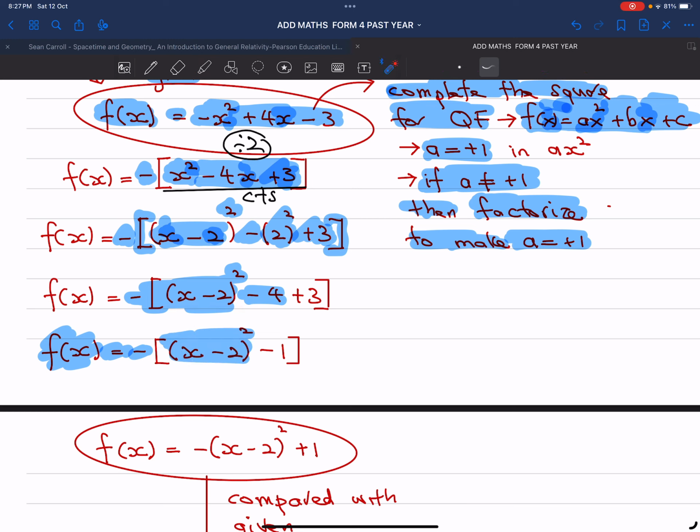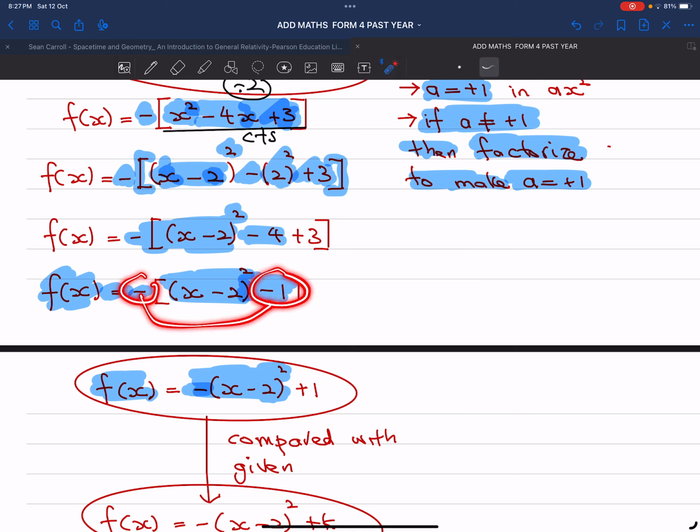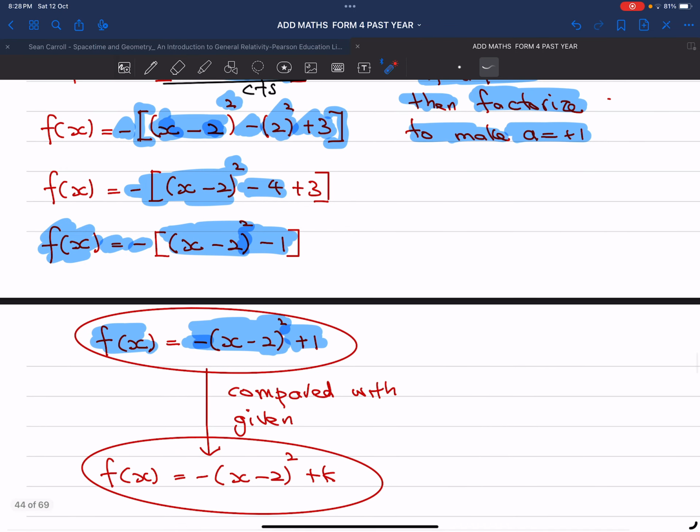Negative 4 plus 3 is negative 1. Not yet complete. The negative outside, you must finally bring inside. So now I have f(x) equals negative (x minus 2) bracket squared, and of course, negative and negative become positive 1. So this is our complete the square.